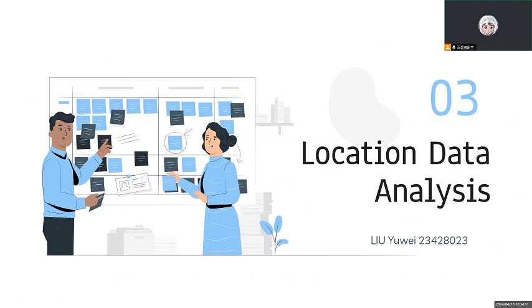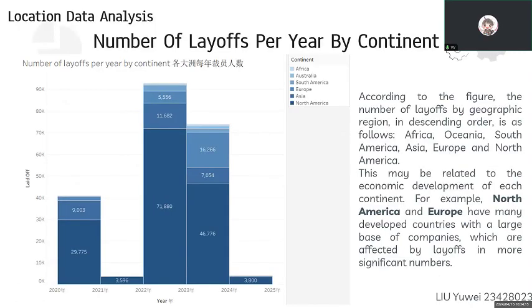The next part is about location data analysis. For the first figure, according to the figure, the number of layoffs by geographic region in decreasing order is Africa, Oceania, South America, Asia, Europe, and North America. This may be related to the economic development of each continent. For example, North America and Europe have many developed countries with a large base of companies, which are affected by layoffs in more significant numbers.